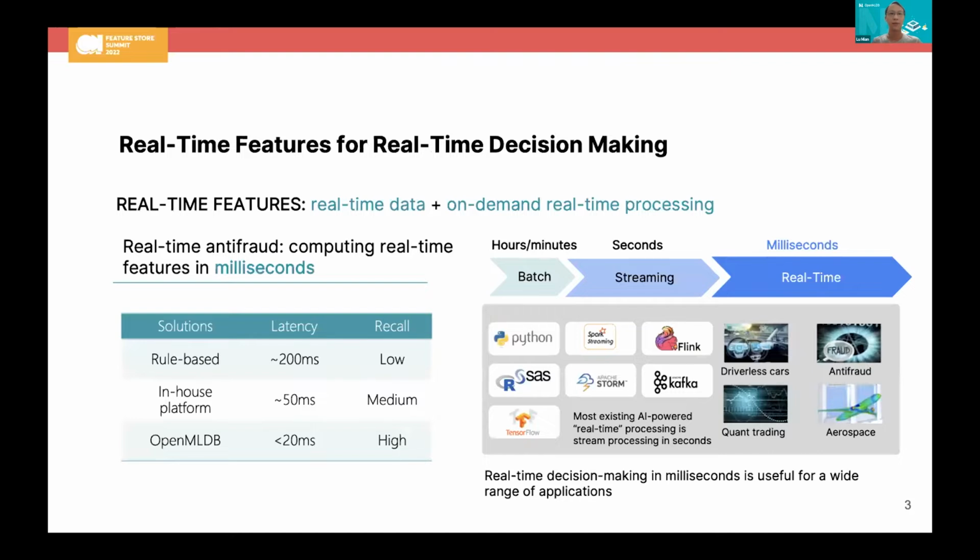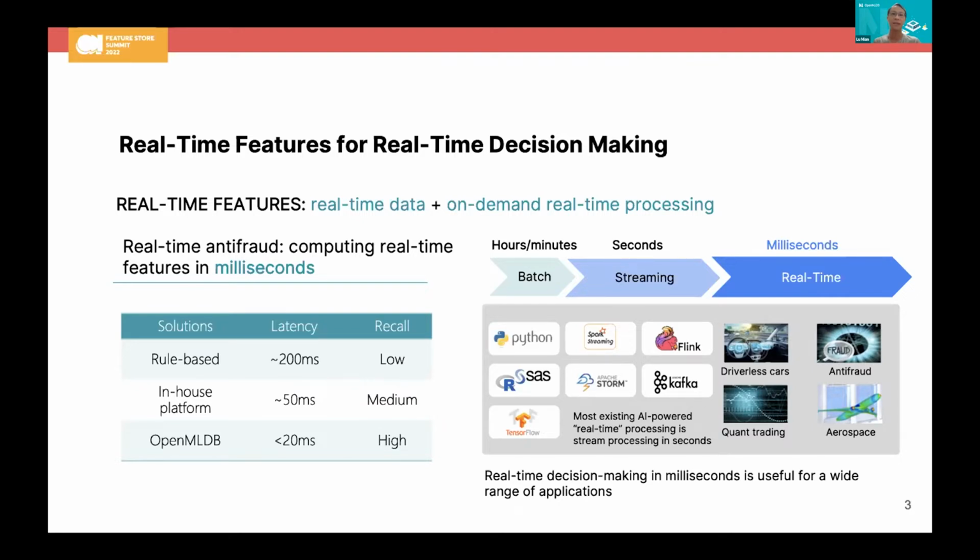Now let me talk about the technical background of this project. Why do we really need real-time features for real-time decision making? From our understanding, real-time features mainly refer to two points. The first one is real-time data. We really need fresh data. We need to make decisions based on fresh data, not data from last year or last month, but probably just the latest data, which happened in the last few seconds.